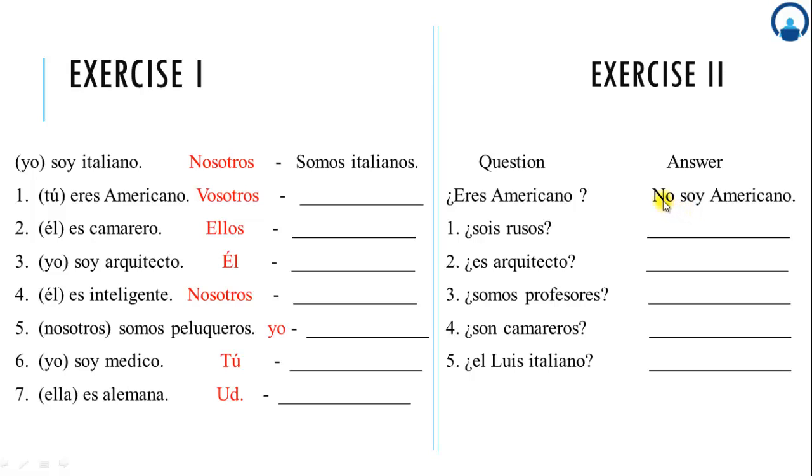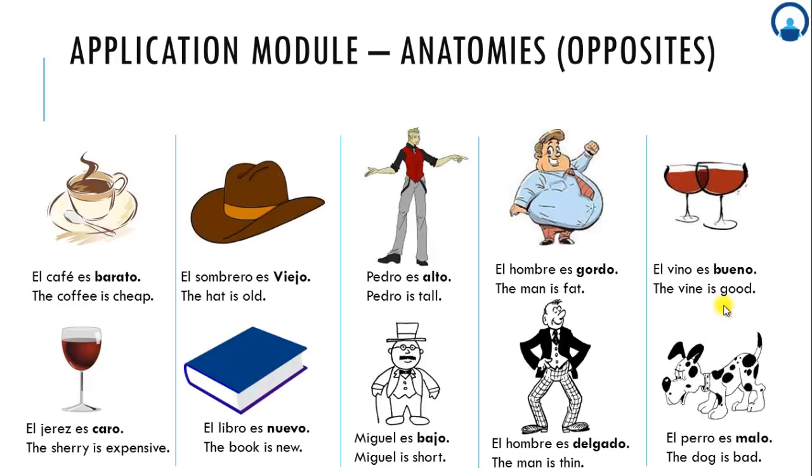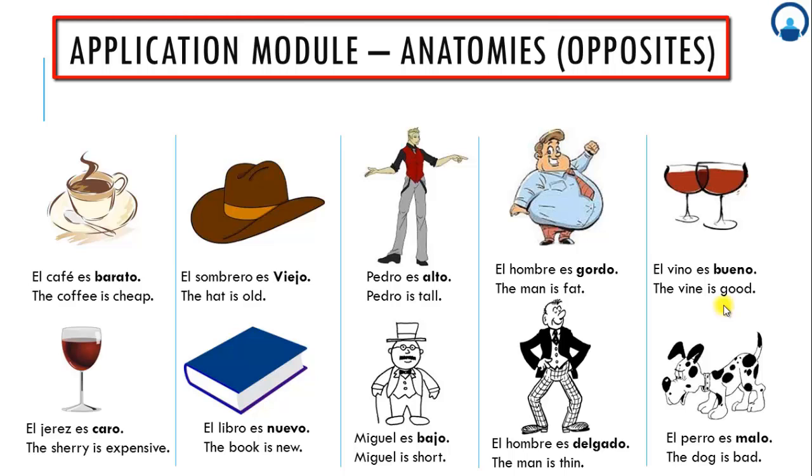The rule stated that the negative comes before the verb. So, no soy americano. In this manner, you have to answer these questions in these blanks or in your notebook. Be honest while solving, and after you solve these two exercises, you can refer to these answers and check the results of what you have written. After you are done with these exercises, let's move ahead and learn another interesting thing, and that is antonyms, also called opposites.